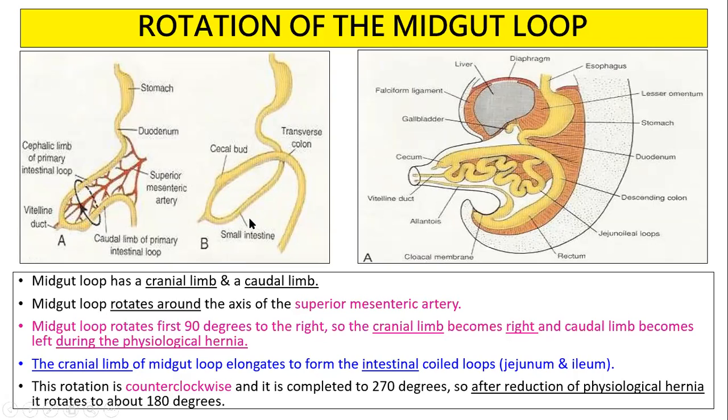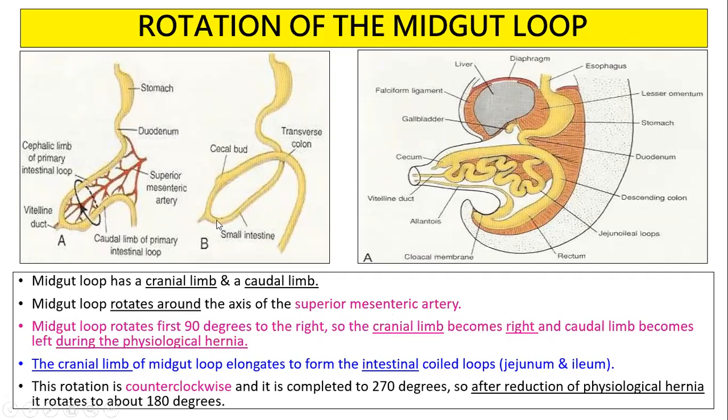If you see here, now it has rotated. The midgut loop rotates 90 degrees to the right, so that the cranial limb becomes the right and the caudal limb becomes the left during the physiological herniation. Initially, the cephalic will be on the top and the caudal will be below. Now with 90-degree rotation, they become right and left. The cranial limb of the midgut loop elongates to form the intestinal loops, jejunum and ileum. So this was on the top here, cephalic. Now with the rotation, it has come down on the right side.